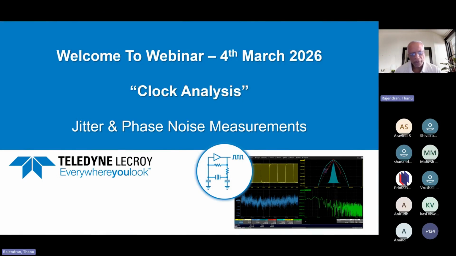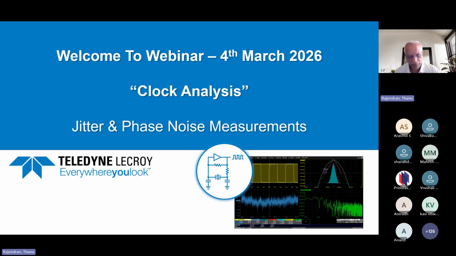Today we will go through the clock analysis theory as well as the solutions that we bring to clock analysis. Like everybody knows, the clock is one of the prime electrical signals in any high-speed system. And the way we go about clock analysis is very different from the other vendors. I will go through those features which we provide.